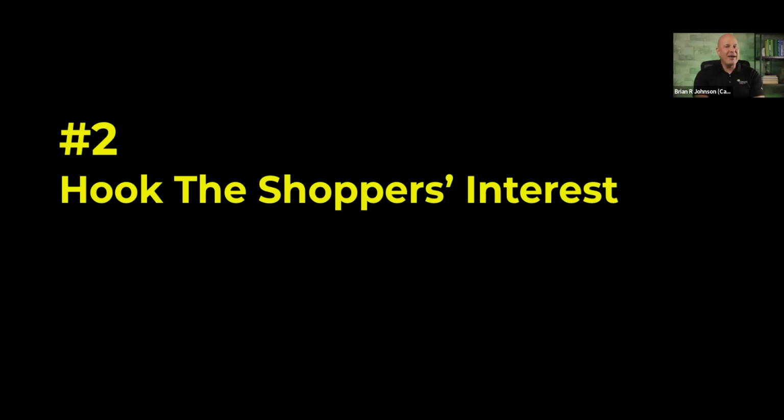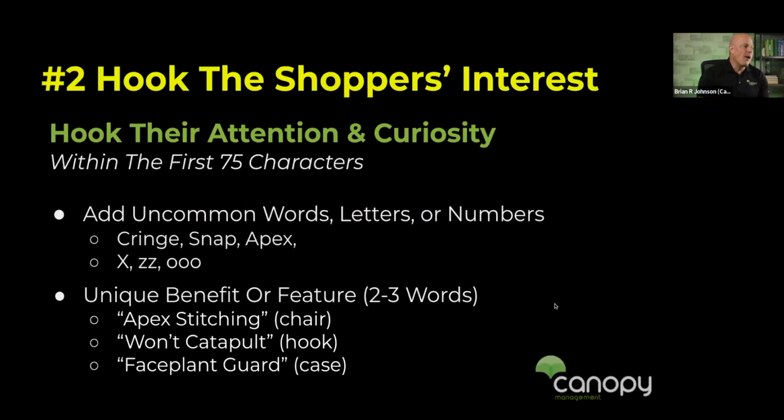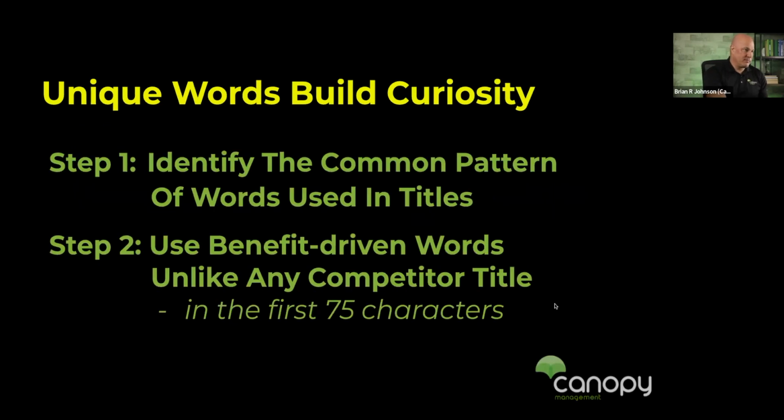Now, the title is something where you've got to break away again from your competition, and you also need to start introducing a benefit hook. That's like 2 to 3 words. So this is where you hook the shopper's interest. All right, here we go. The first step on this, like we did on the first process, is identify the common pattern of words used in the titles of the search results that include your competitors, right?